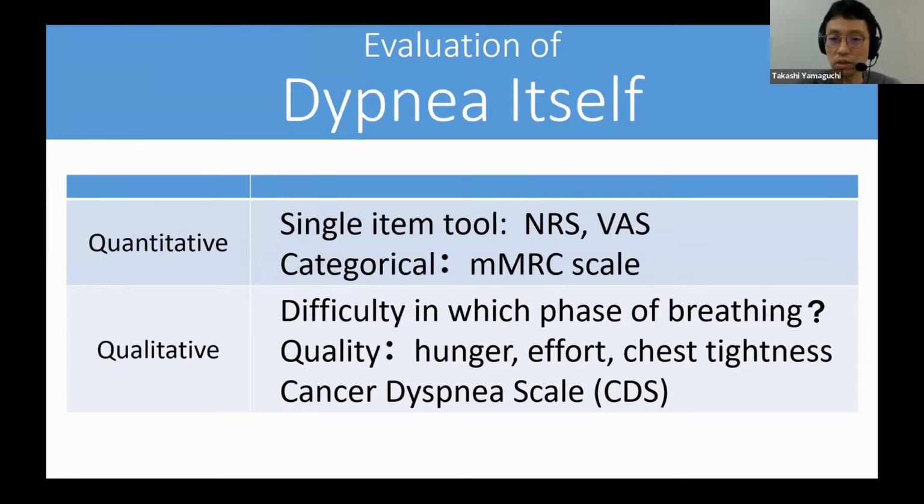And the Cancer Dyspnea Scale, CDS, is a very comprehensive evaluation tool, which was developed in Japan. This tool is validated and also used in some Western countries like Australia. For research purposes, the St. George Respiratory Questionnaire or Chronic Respiratory Disease Questionnaire can be used, but these tools are mainly focused on chronic respiratory diseases such as COPD. These tools are a little bit complicated, so we rarely use them for cancer patients.